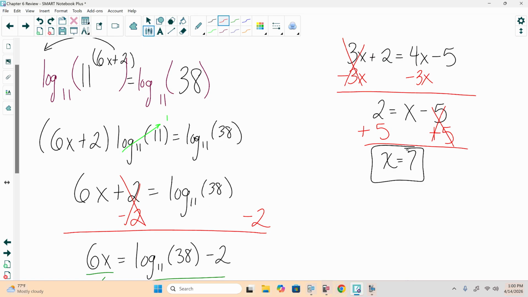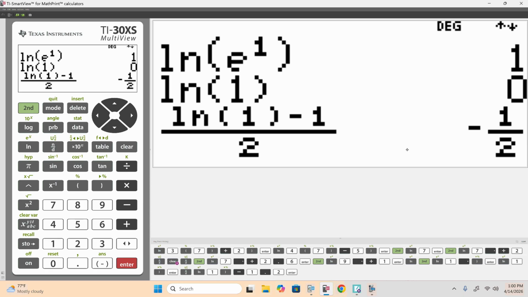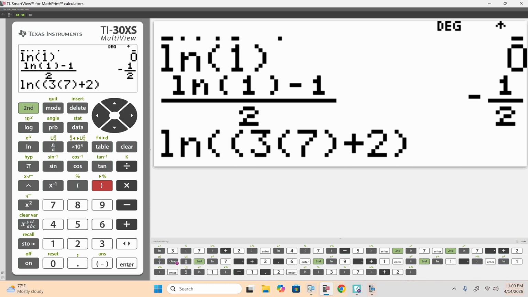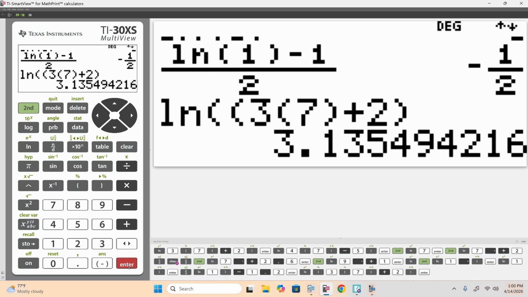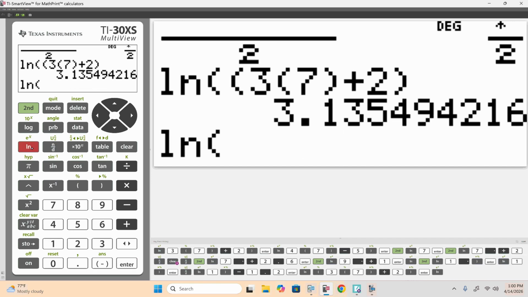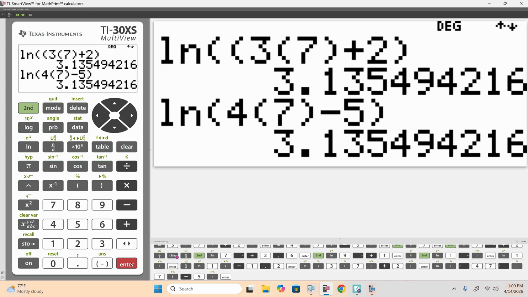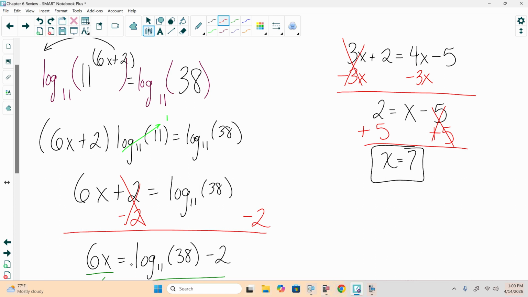If we wanted to, we could have checked this here. I'd grab the calculator and just plug it back in. So the left side would be log of 3 times 7 plus 2. So when we plug 7 into the left-hand side, we get this number here. We can do the exact same thing to the right-hand side. Log of 4, but instead of having x, we're going to replace it with 7, minus 5, is this here. They are the exact same value, so the left and right side have the same value, which means 7 is the solution.